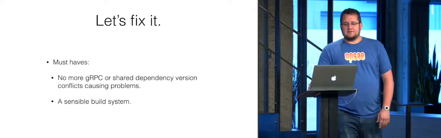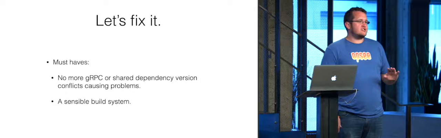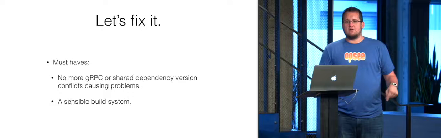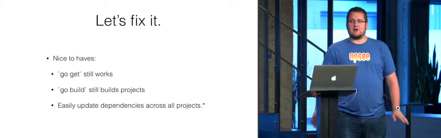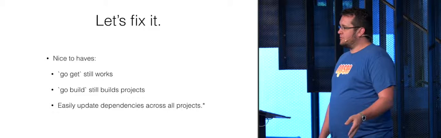So, things that I would like to have in fixing this problem are no more shared dependency version conflicts, right? And we have a sensible build system right now, and I would like to continue to have a sensible build system in the future. Things that would be really nice to continue to have: go get still works, that's how we get dependencies. Go build still builds projects upon checkout, that's a really nice thing. And I'd like to be able to easily update dependencies across all projects.